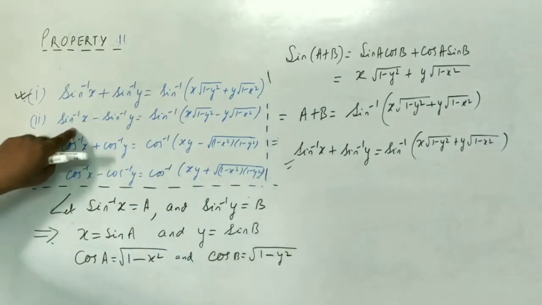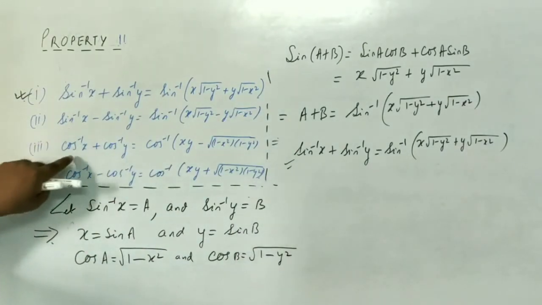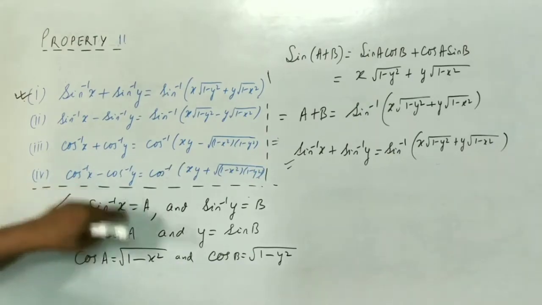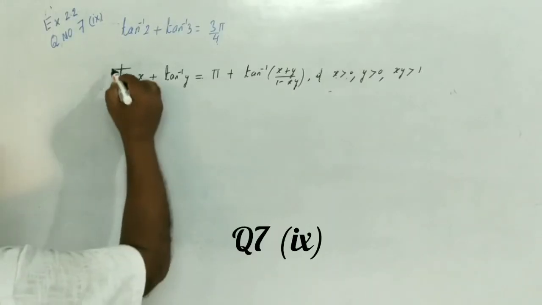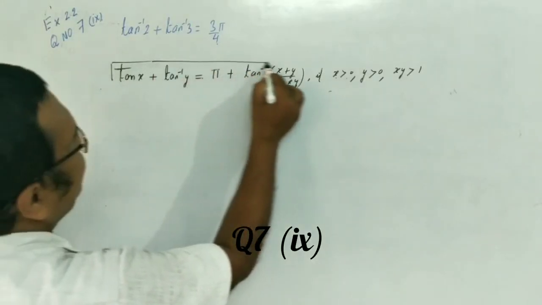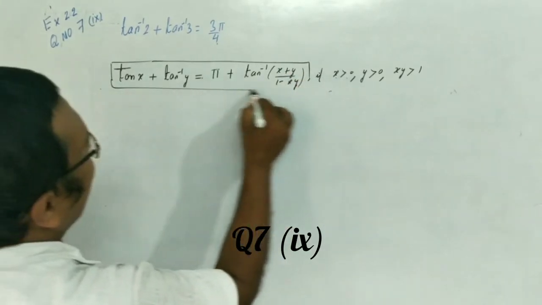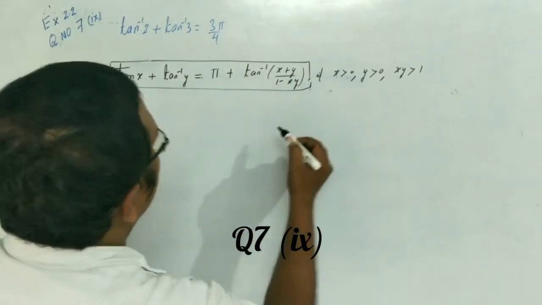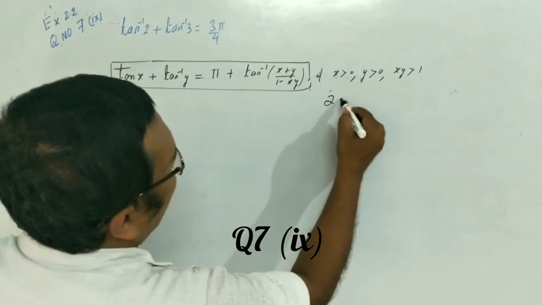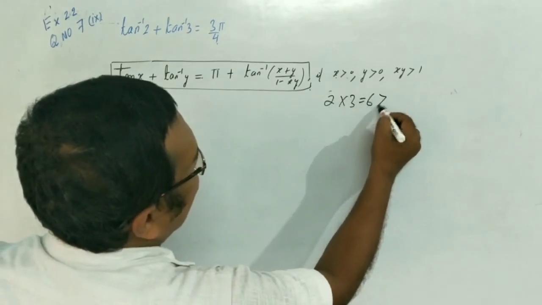Here you use the formula sin A minus B. Here cos A plus cos B. Here cos A minus cos B. Because we are going to use this formula here. Why? Because condition is this. 2 into 3 is 6, which is greater than 1.